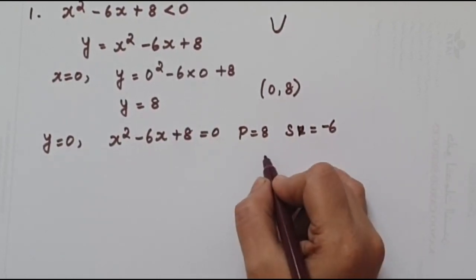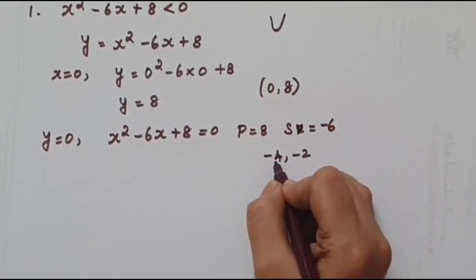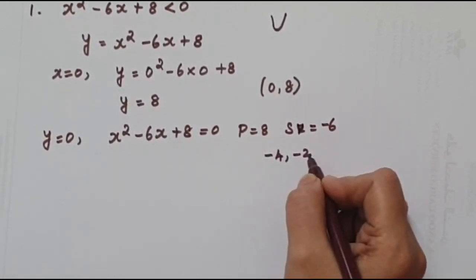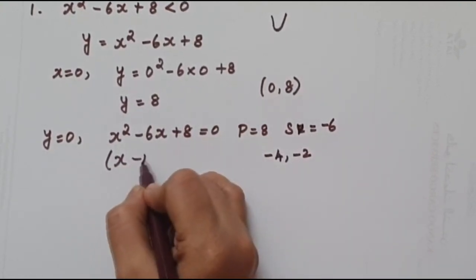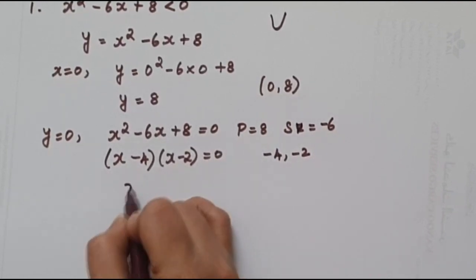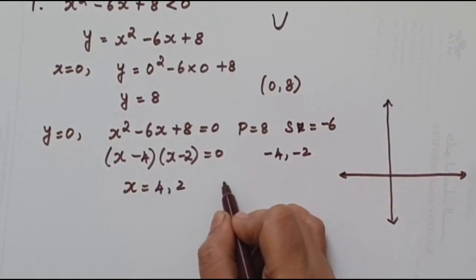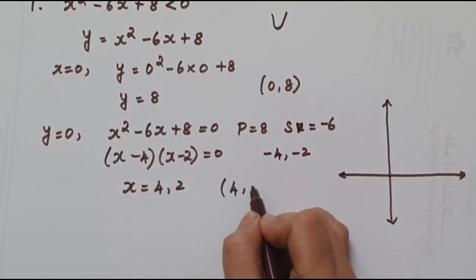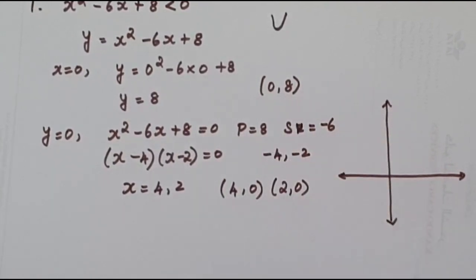So what will be our factors? That is minus 4 and minus 2. So when you add, it is minus 6. When you multiply it, it is 8. So it comes as (x minus 4) multiplied by (x minus 2) equal to 0. So our values for x will be 4 or 2. So we have our coordinates as (4, 0) and (2, 0). So now we have 3 coordinates.